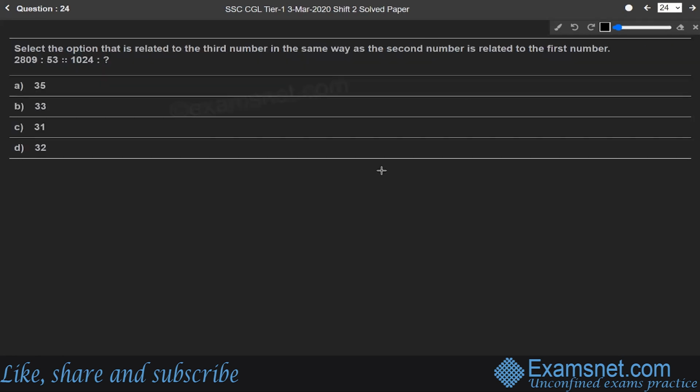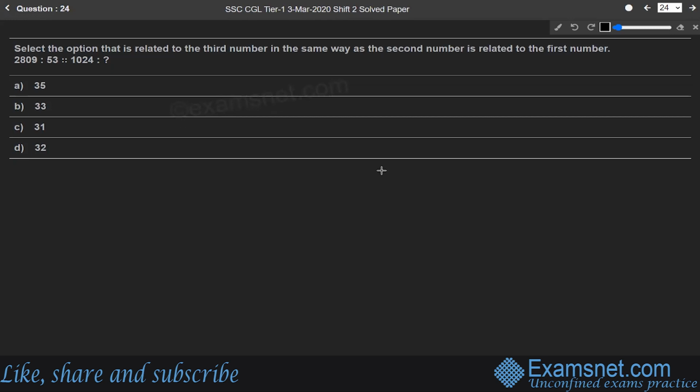Next question is, select the option that is related to the third number in the same way as the second number is related to the first number. So the first number is 2809, the second number is 53, the third number is 1024, and the fourth number is question mark.